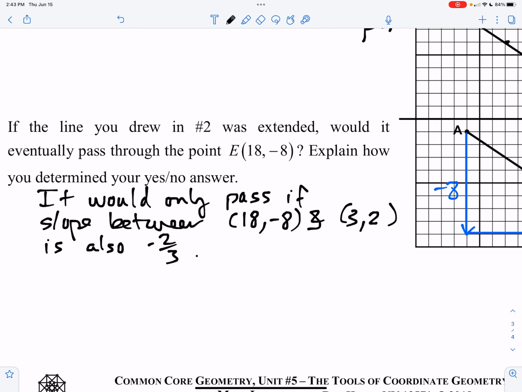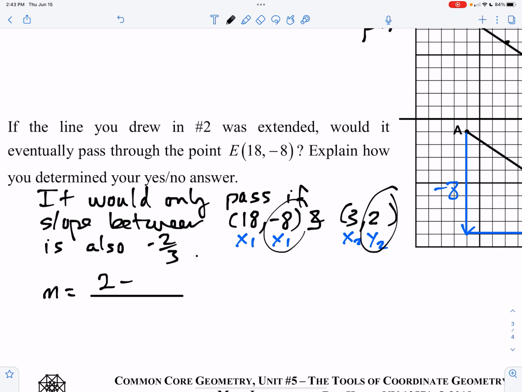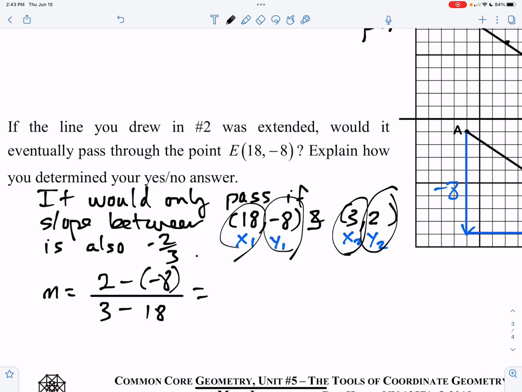So I'm going to find the slope right now. So x1, y1, x2, y2, plug it into your slope equation. Okay, y2, that's 2, minus y1, sorry, which is negative 8, over x2, which is 3, minus 18. So 2 minus a minus 8 is plus, so that's 10, over 3 minus 18, which is negative 15.